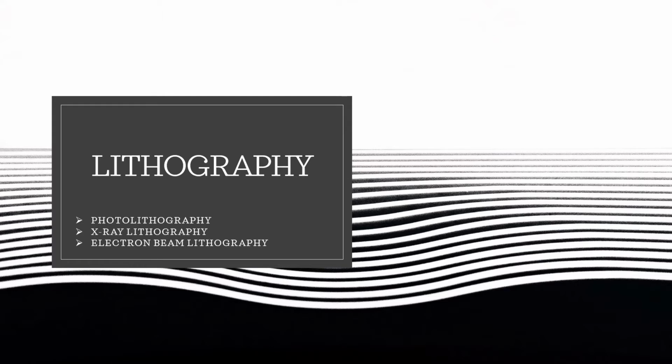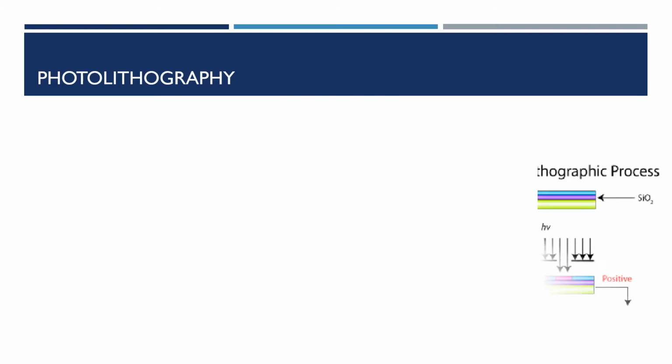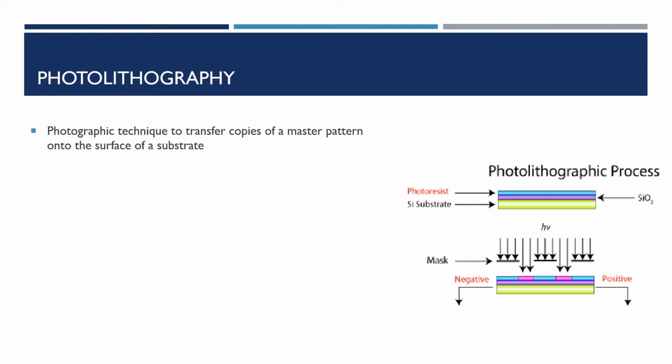It utilizes an energy source to write whatever we want on the wafer, usually the silicon wafer. We will discuss three methods in this section: photolithography, X-ray lithography, and electron beam lithography. So the first method in lithography is photolithography. This is a photographic technique which is used to transfer copies of a master pattern onto the substrate.